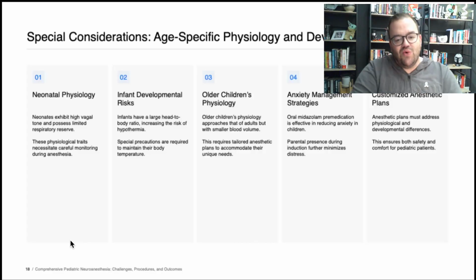And we're going to talk all about neonates next week. All right, so we'll have more about that. You need to be aware of the developmental issues, of the concerns with anesthesia and the developing brain.